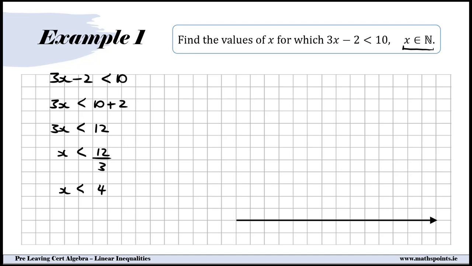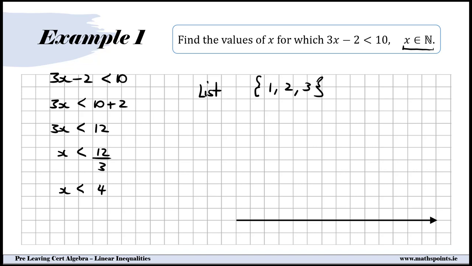We need to go back and read the question carefully. So it says find the values of x. So they actually want us to list all the values, list the solution here. So when I go to list the solution, I want to list all of the natural numbers that are less than 4. And so what are the natural numbers that are less than 4? Well, we have the number 1, 2, and 3. They're the only natural numbers less than 4.